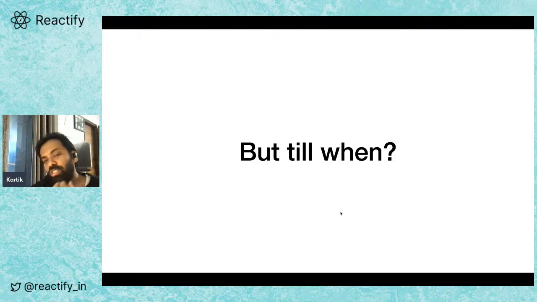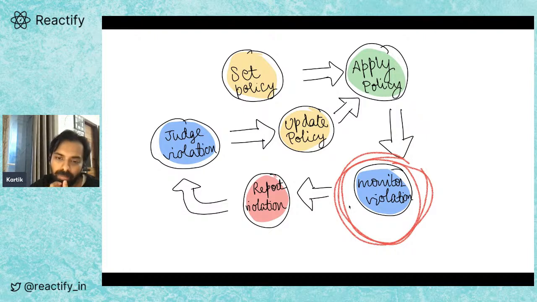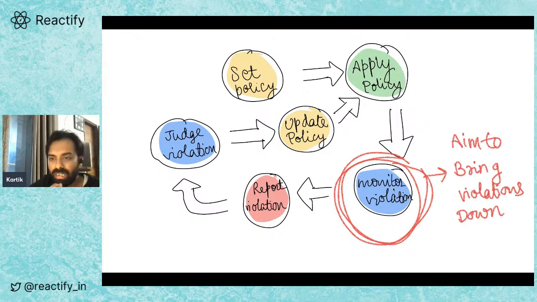But there should also be an endpoint, where you should stop. So basically, this monitor violation is the part where you need to make sure that you are aiming to bring the genuine violations down. With time, the violations should come down and down, and you should have a trustworthy enough policy now. Okay, so this is just the reporting mode.